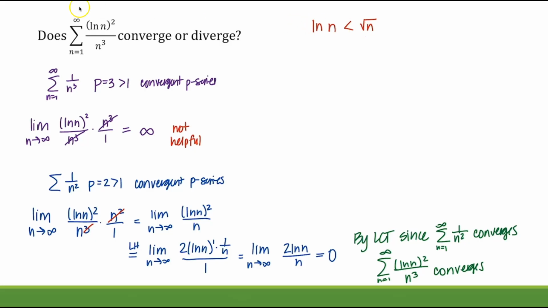Then let's square both sides. So over here I have natural log of n squared. If I square both sides, natural log of n squared would still be less than squaring the square root of n, and that's just n. And now let's divide both sides by n cubed. So we'd have natural log of n squared over n cubed, that's less than n over n cubed, which is 1 over n squared.